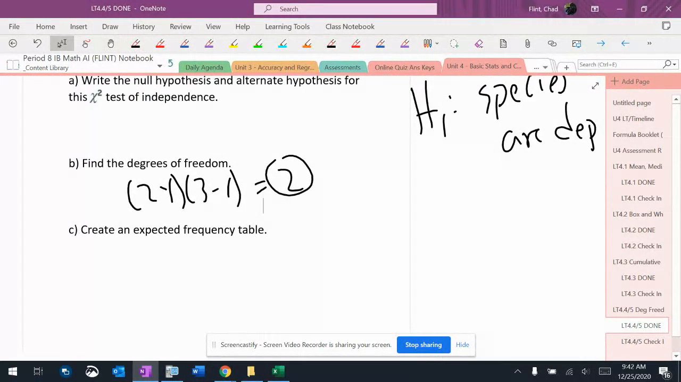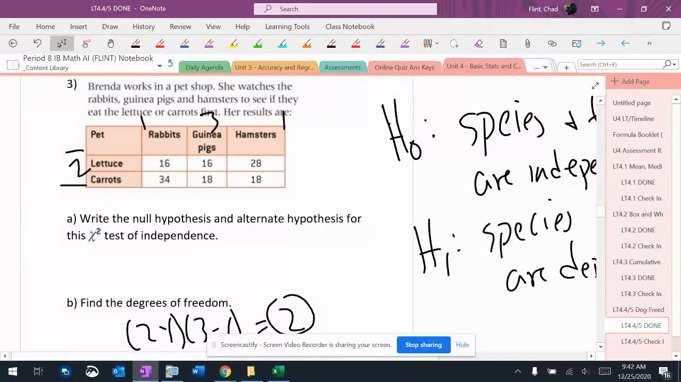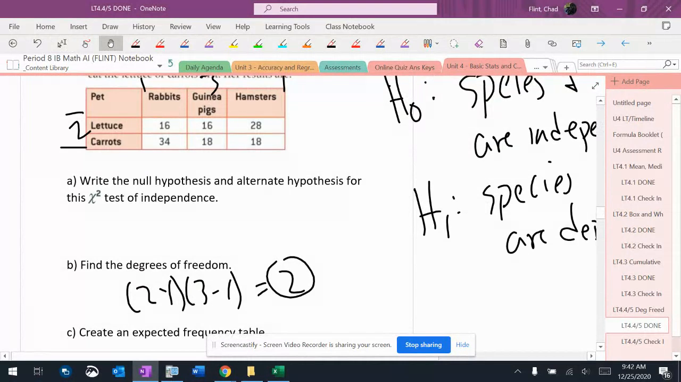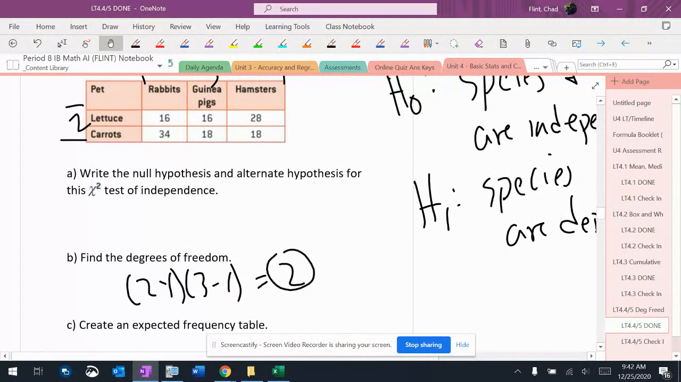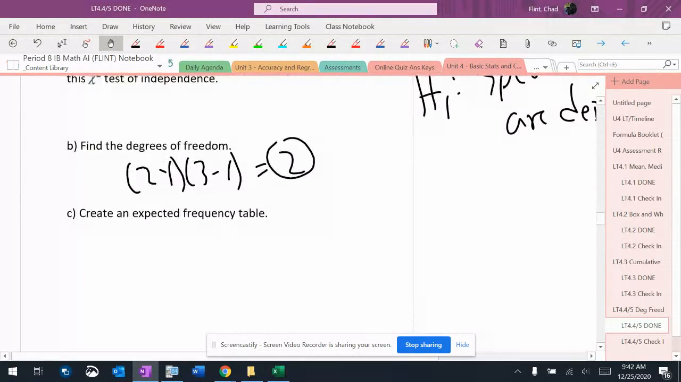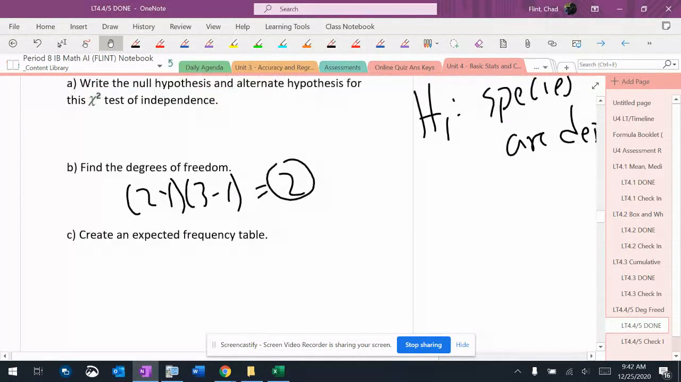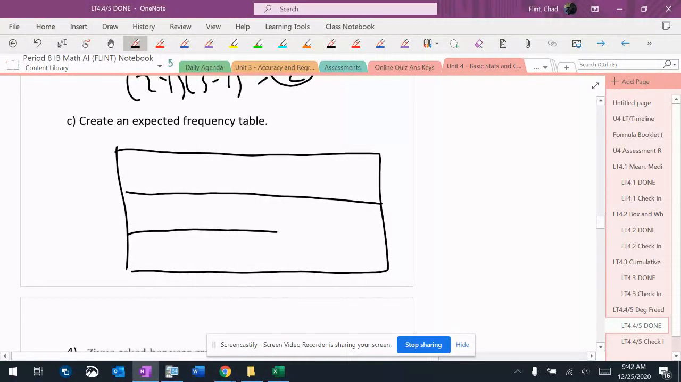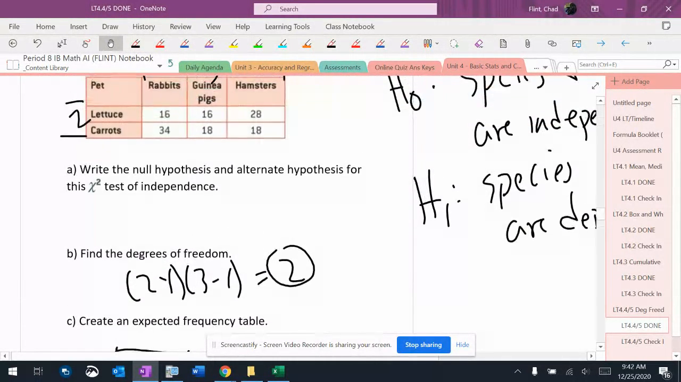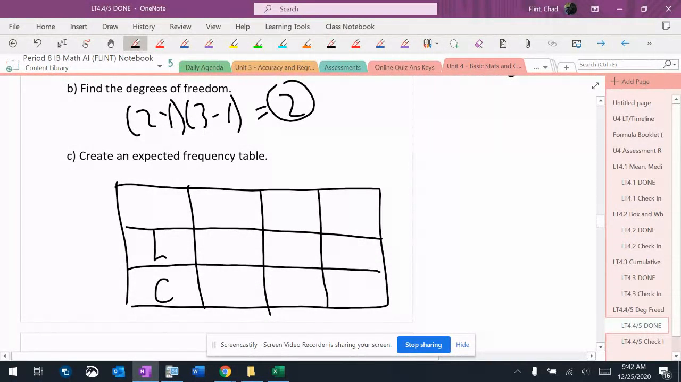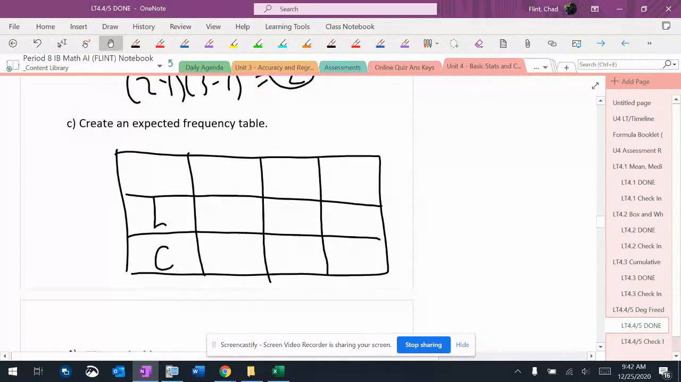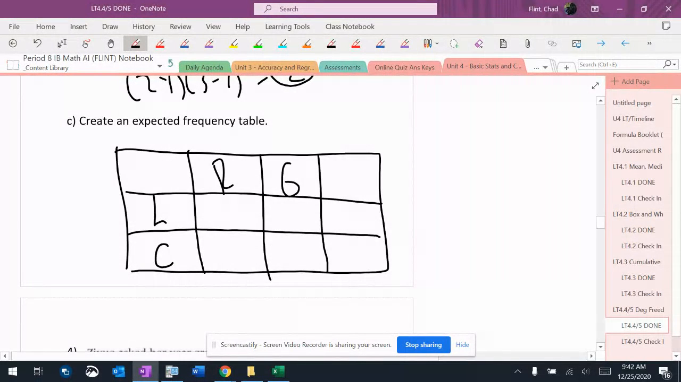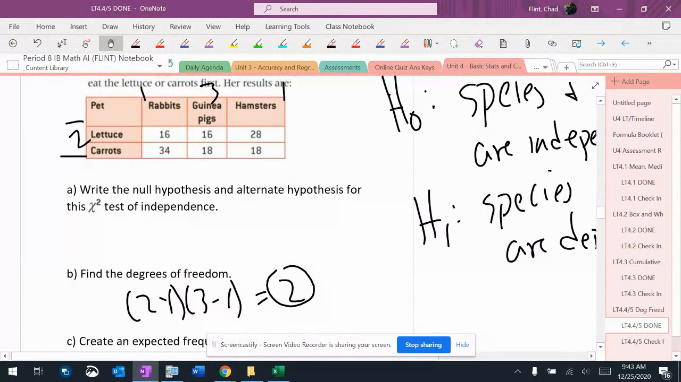It says create an expected frequency table. So this is the first one that asks us to do this. An expected frequency table is going to be the exact same size as that right there. There's different ways you can do it. I'm going to draw it so it should have 3 and then 4 there. All right, so then we got the lettuce and carrots. So lettuce, carrot, and then rabbit, guinea pig, and hamster.